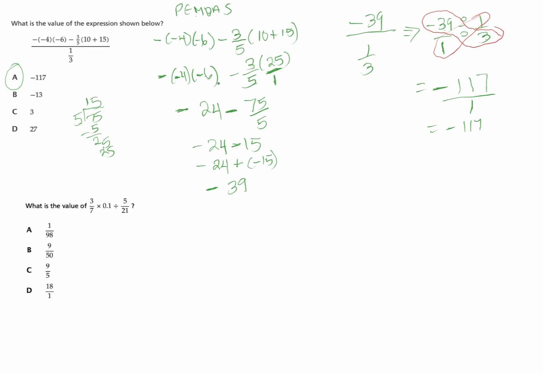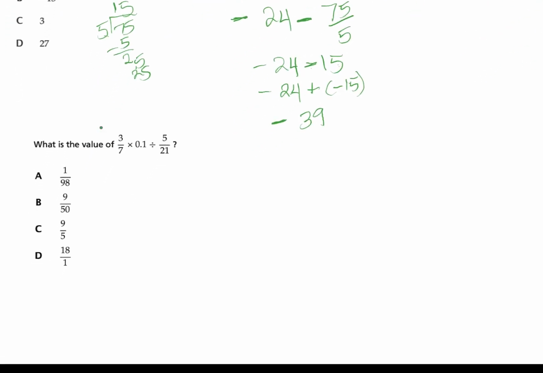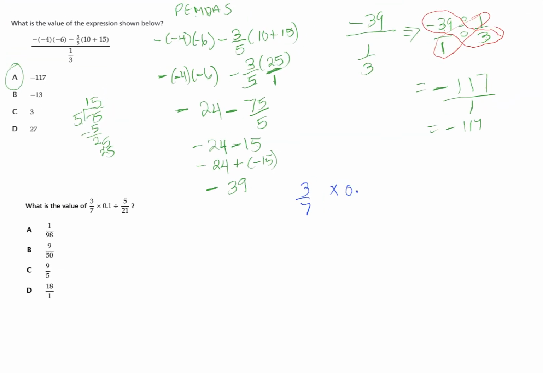This was really long, but one of the things that I want you to remember is you're only going to get one of these questions, so you could really devote your time to them. Here it says, what is the value? And I'm going to change to blue. So you have 3 over 7 times 0.1 divided by 5 over 21. So I have multiplication and division. Again, with PEMDAS, because it's only multiplication and division, you do whichever comes first.